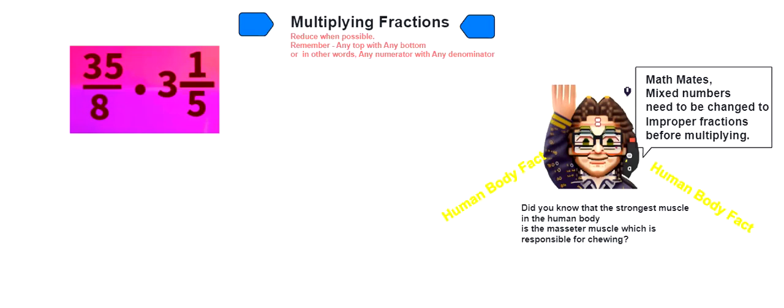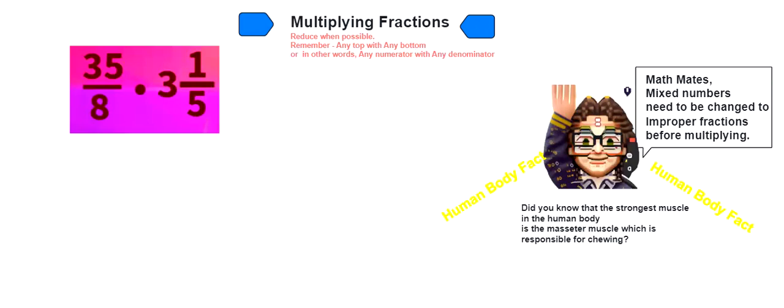Yes, an improper fraction. But what does Emoji Betsy have to say on the bottom first? Did you know that the strongest muscle in the human body is the masseter muscle, which is responsible for chewing? All right, let's get started here, math mates.